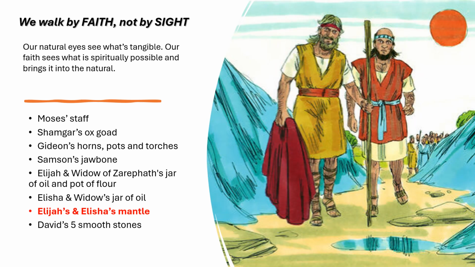And there was Elijah's mantle, which he passed on to Elisha when he was taken up to heaven in the fiery chariot. It was nothing more than a piece of cloth to the natural eyes, but in the hands of the 2 prophets, it became something much more. Both of them, in fact, used that mantle to part the waters of the Jordan River so that they could walk past on dry ground.